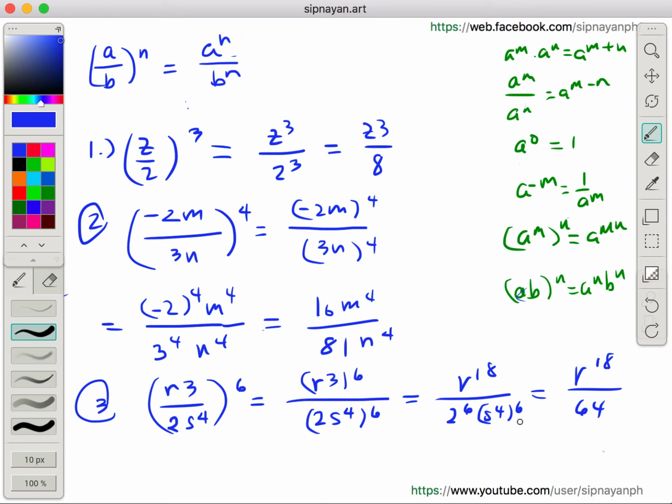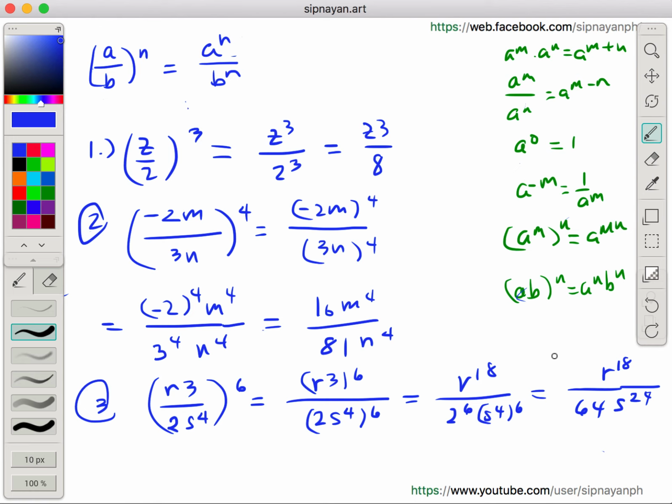s to the 4th raised to the 6th power, aling law dyan? Multiply, di ba ito yun? Multiply yung exponent. If you have a certain expression with an exponent, you raise another exponent, you multiply. So 4 times 6 is 24. s raised to the 24th power. Okay? So, sulat lang natin na maayos. r to the 18th divided by 64s to the 24th.